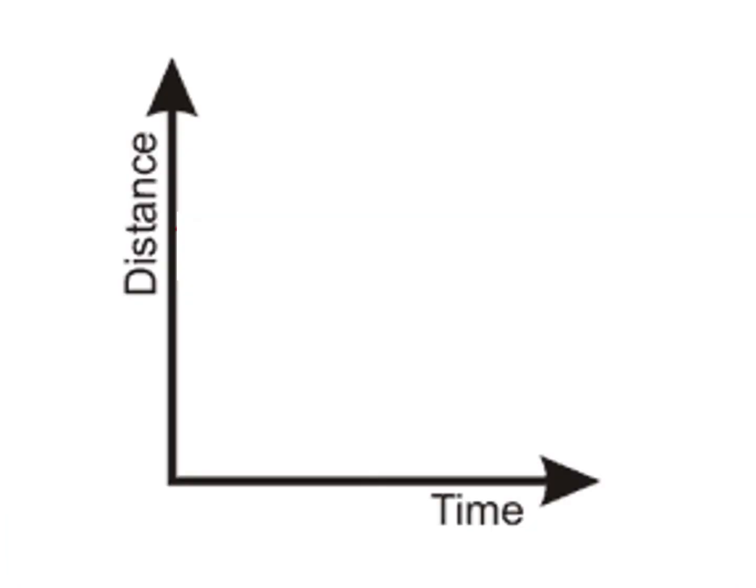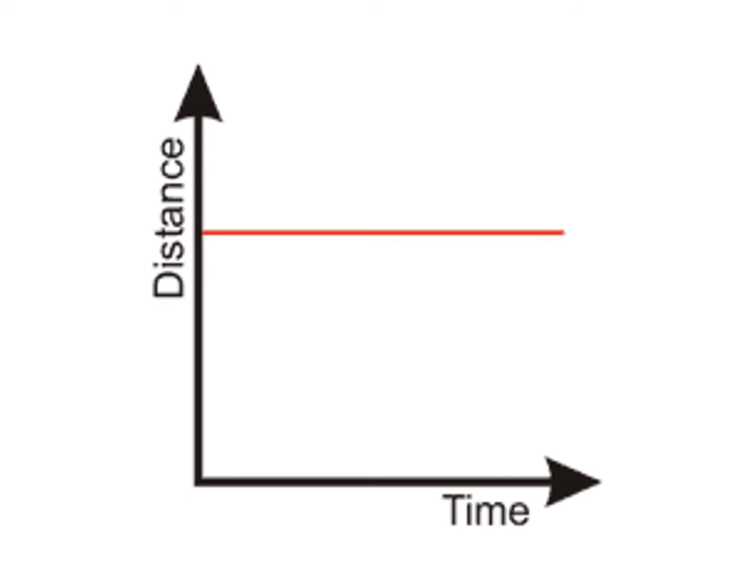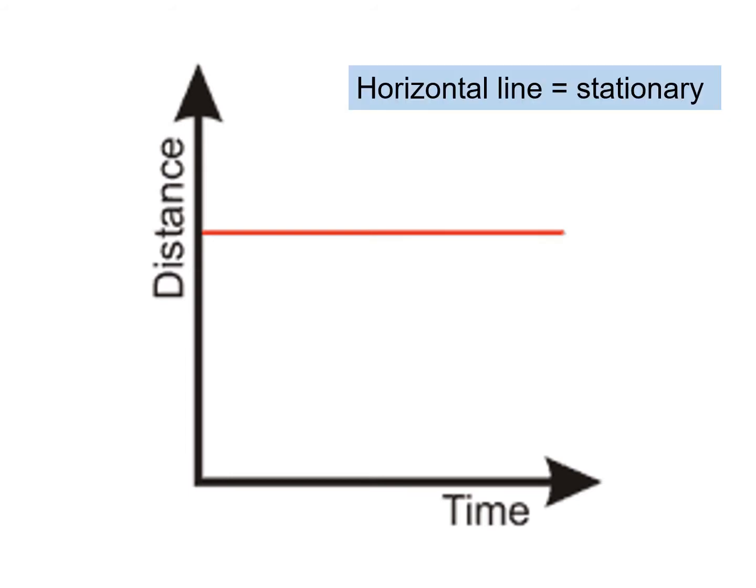If an object moves along a straight line, the distance travelled can be represented by a distance time graph. Distance is plotted on the y-axis and time is plotted on the x-axis. In this example, the object is stationary, because as time increases, the distance does not increase or decrease. This means the object is not moving. So a horizontal line represents stationary motion of an object.